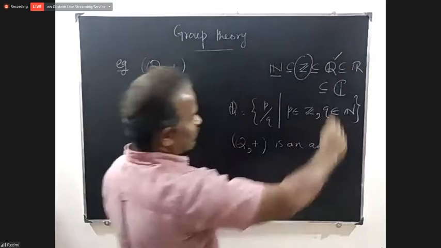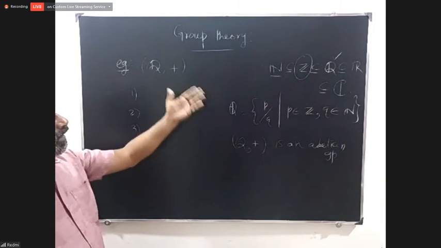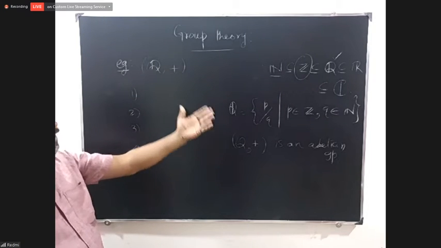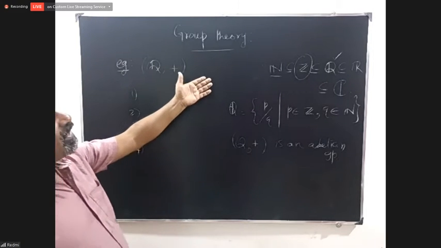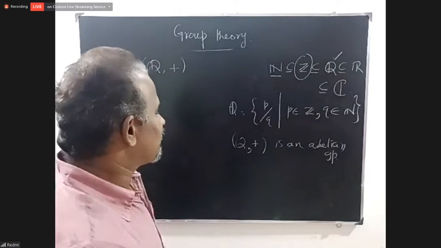Abelian group. No need to check because identity is there, inverse is there, additive inverse is there. Because it is in Z, automatically it will be in Q. So therefore, it's an abelian group.